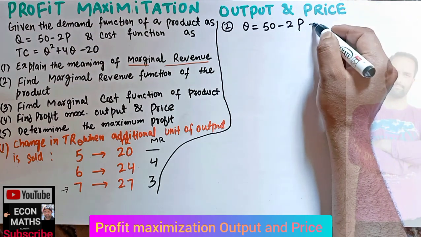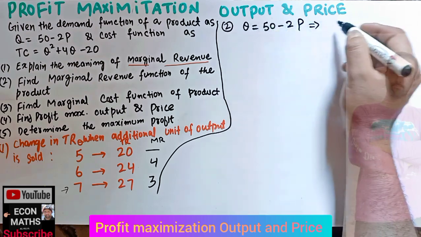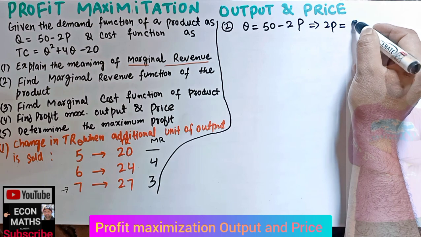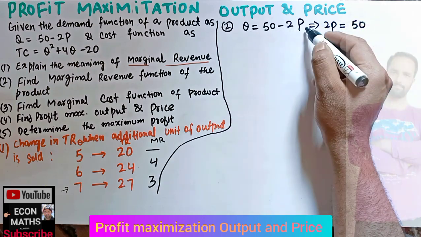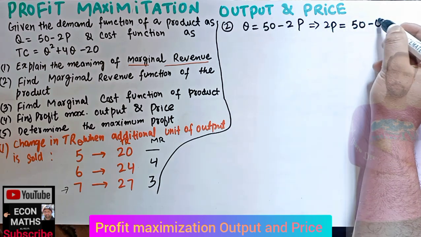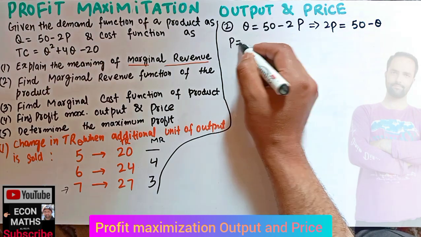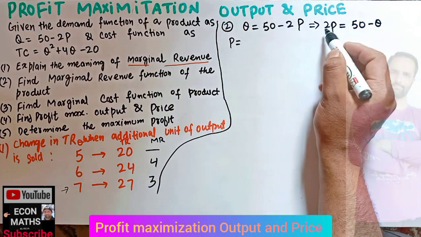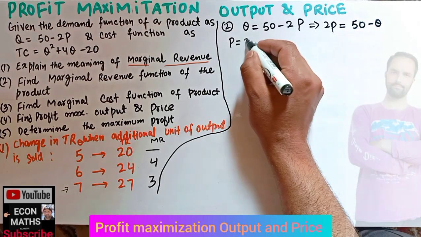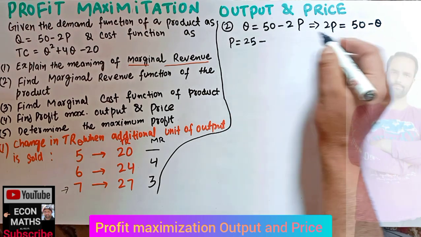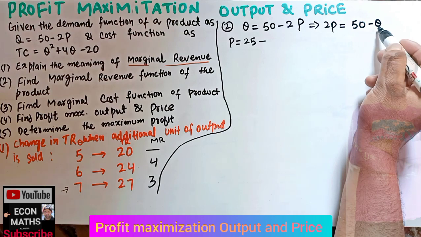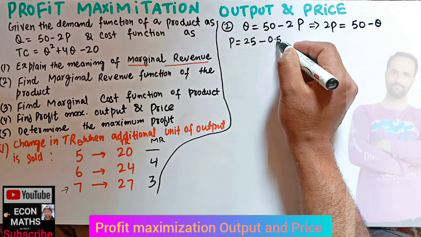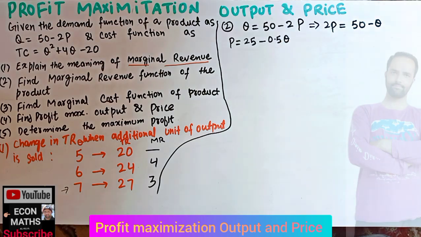Solving for P means if I transpose minus 2P, it will become plus 2P is equal to 50, and transposing this Q, it will become minus Q. That means our P will be equal to, when I transpose this 2, it will divide each of these terms. So 50 upon 2 is 25 minus 1 upon 2, which is 0.5Q. This is our inverse demand function.